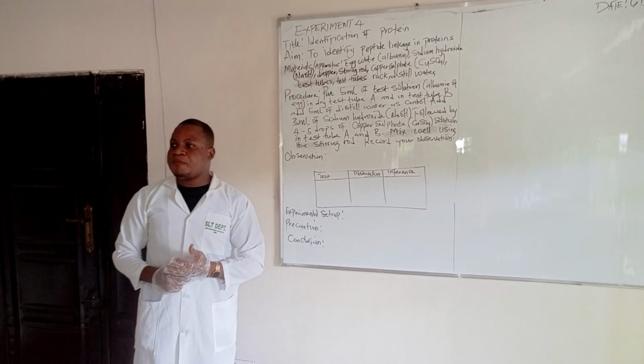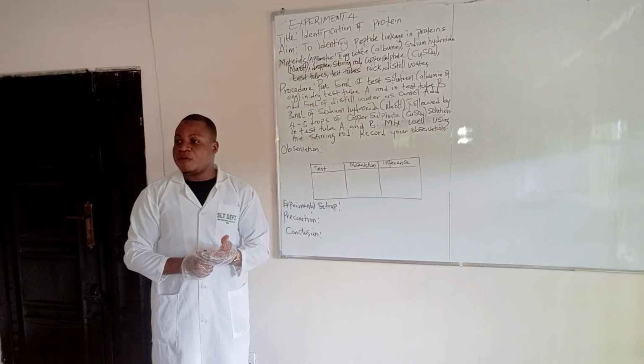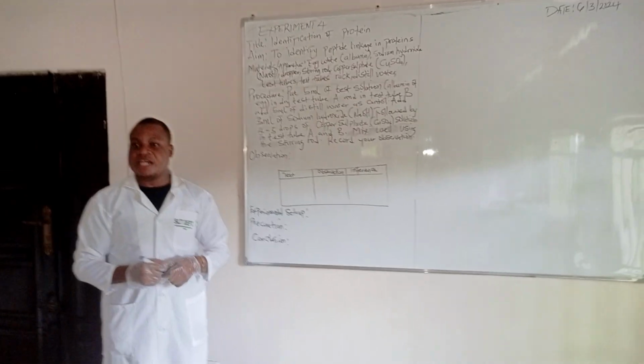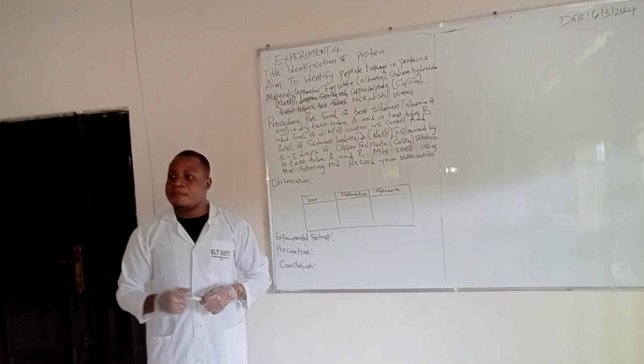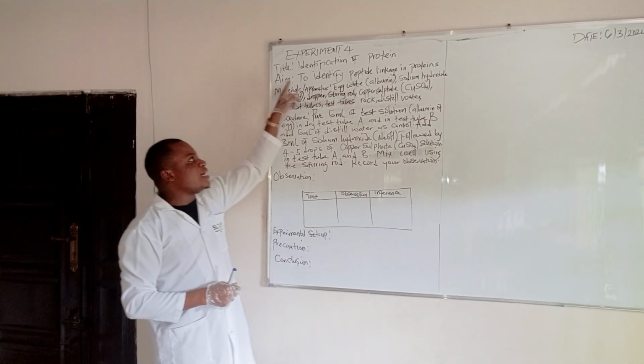Today we are having experiment 4. From the last class, we looked at experiment 3, which was from the chemistry aspects. Now we are looking at a biology practical, a deduced question from the 2020 biology practical WAEC exams. The title of the experiment is identification of proteins.